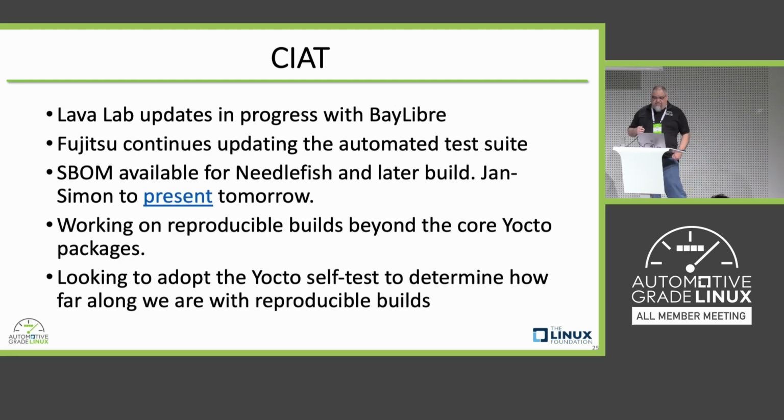And then our continuous integration and test expert group that Jan Simon runs, they just, actually I put updates, but they're done. The Lava Lab, they just did an update to the Lava Labs. Fujitsu has done a really fantastic job of building up the automated test suite, finding issues, fixing issues. Jan has a presentation later today as well, and he'll be available. He's virtual. He'll be available for Q&A live. And then tomorrow, Jan Simon will have a presentation on software bill of materials and reproducible builds. And then going forward, they're looking to adopt the Yocto self-test basically to prove that our builds are actually reproducible. And I think he'll talk about that tomorrow.